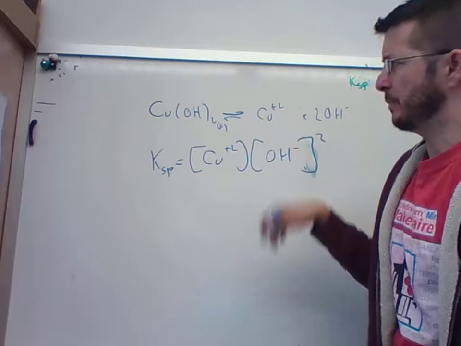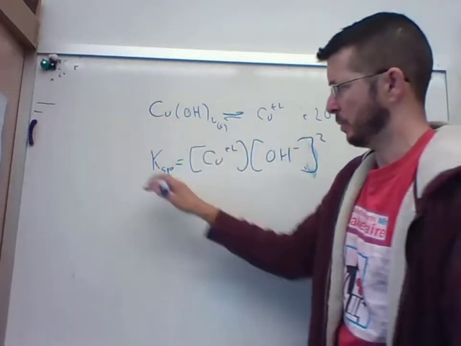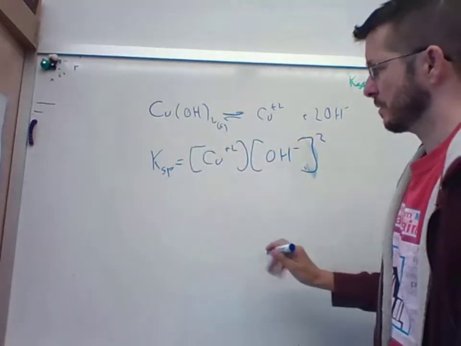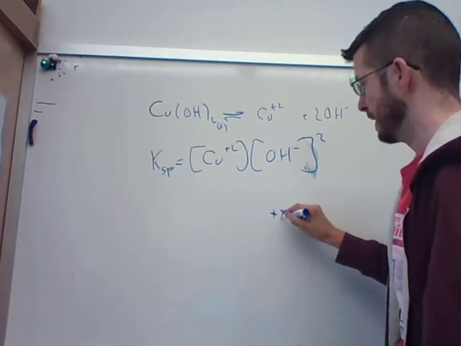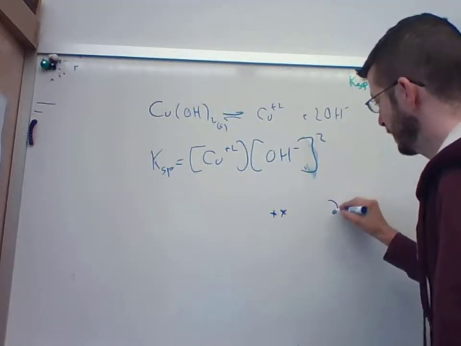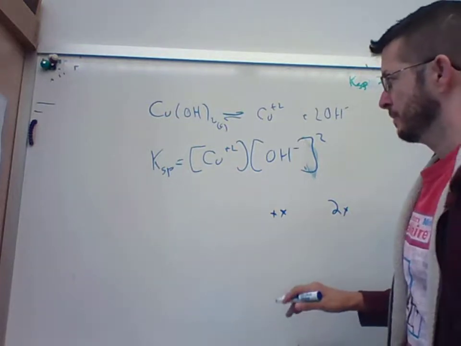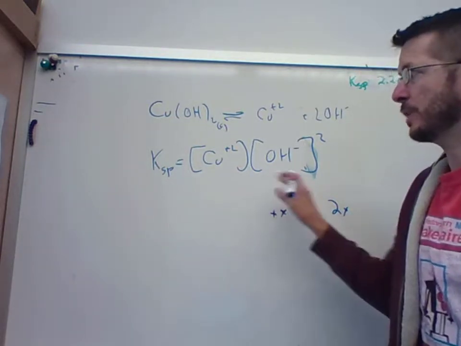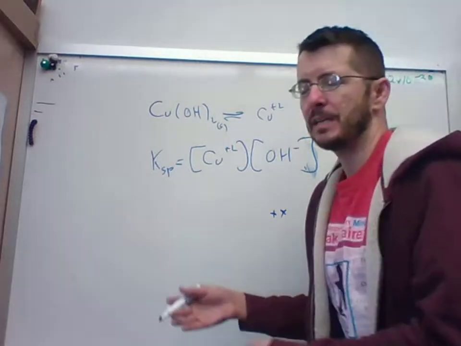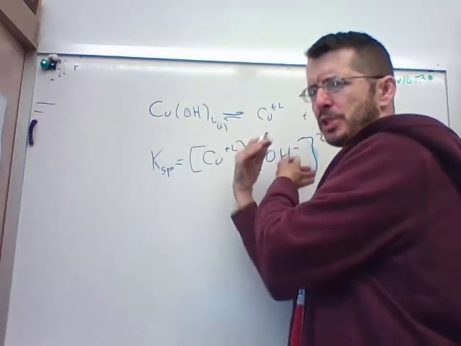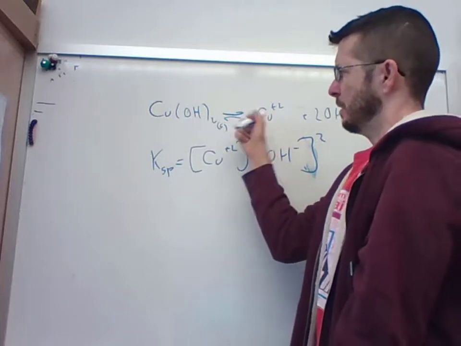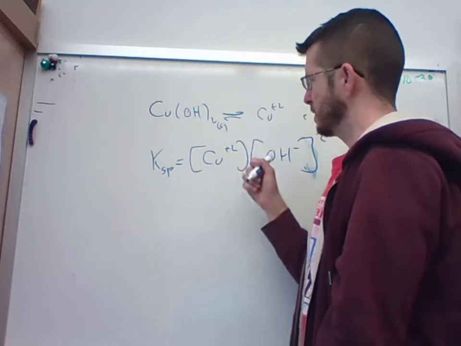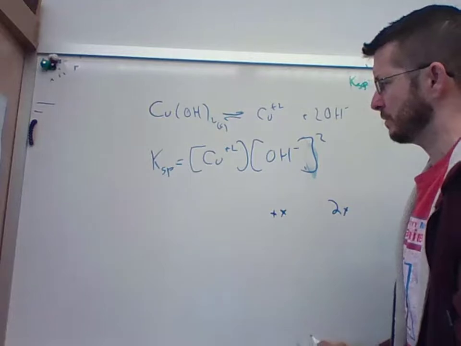So we can draw an ice table for this, and we'll just focus on the copper. Any of the copper that dissolves, minus X will become plus X, and this will become 2X. To figure out what the concentrations were, think how much does this dissociate? Very much like our previous problem. If we know this, we know how much dissociates, and we can plug this in and solve.